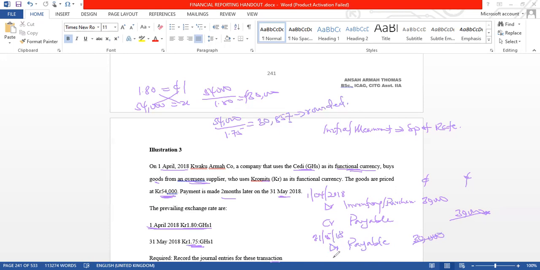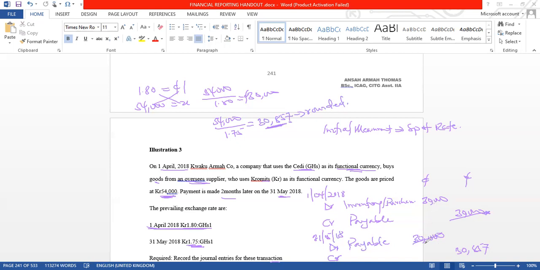Now our money is going out, that is our cash. So what is actually going out is this money. That is our cash going out, so we are crediting it with 30,857. You see that this bit is not balancing yet.